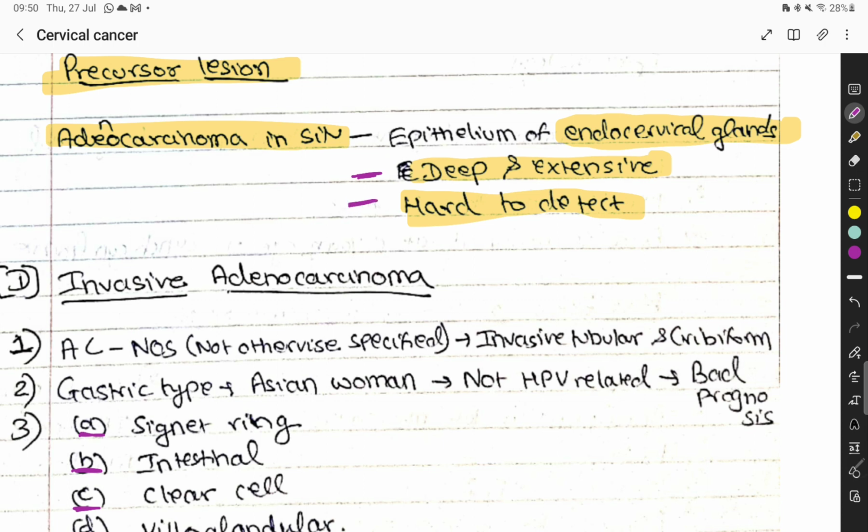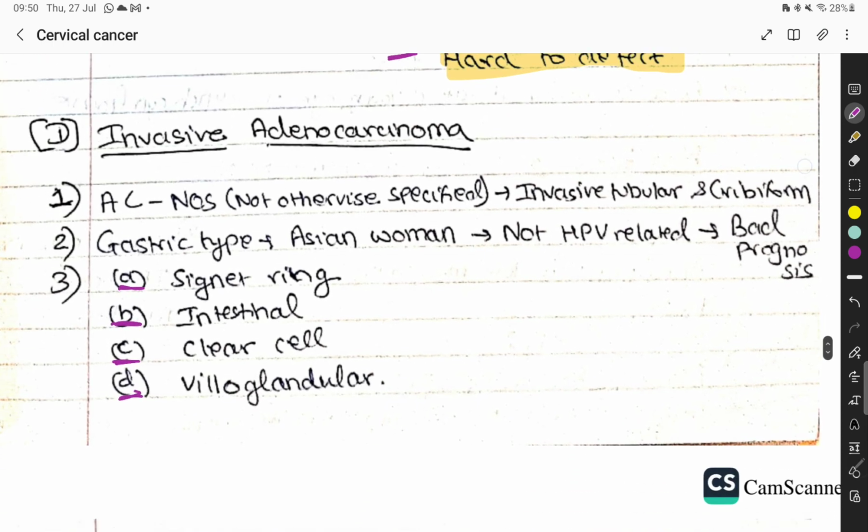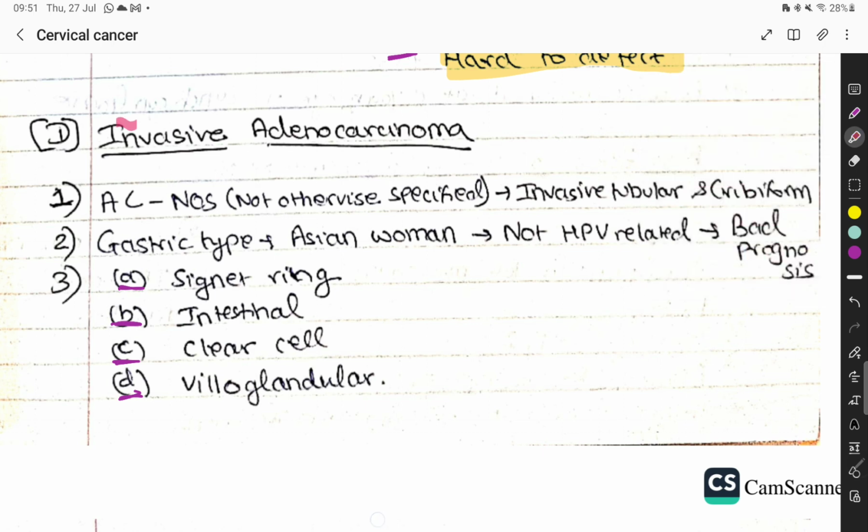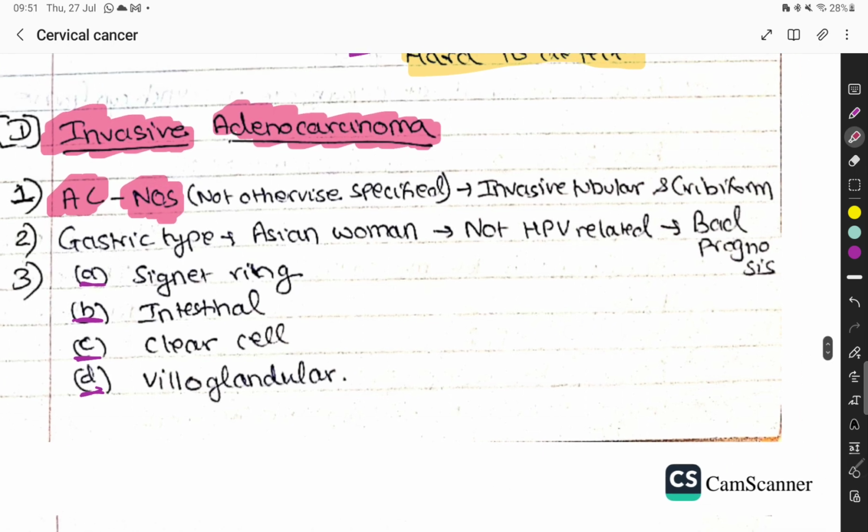Okay, now another type of adenocarcinoma. Invasive adenocarcinoma. NOS means not otherwise specified. So it is an adenocarcinoma, but you don't know where you will put it. It is invasive, tubular as in the shape of the gland is tubular, or cribriform, that's the shape of the gland as well.